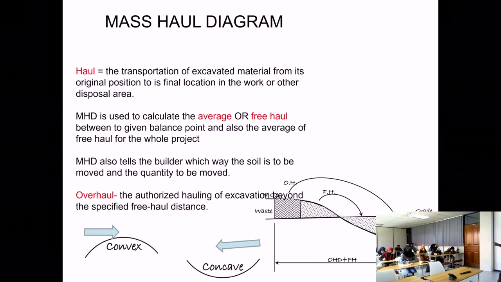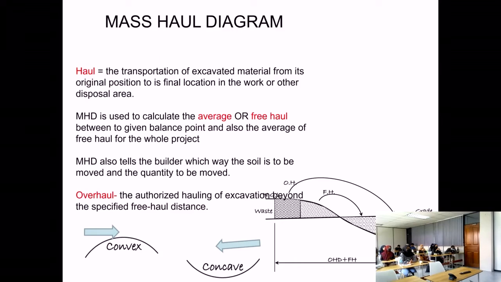Okay, let us go to what we call mass haul diagram. This is a tool for you to manage your road project. One of the tools in managing road projects is the mass haul diagram. What is haul? H-A-U-L is the transportation of excavated material from its original position to its final location in the work or other disposal area. So actually you need to transport when you excavate here. Where do you want to bring the soil? Over there. So that's a transport. That is haul, we call it.